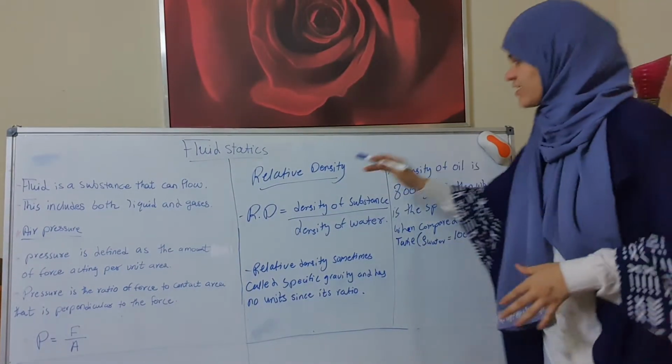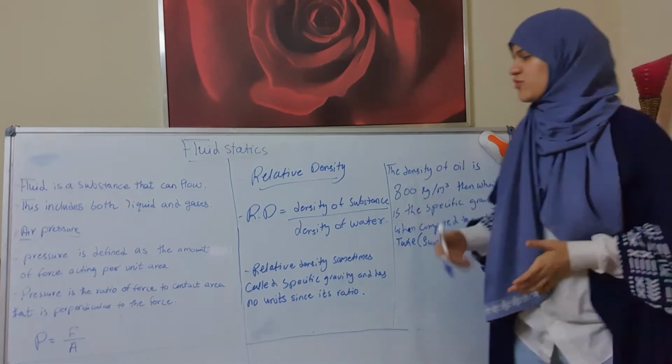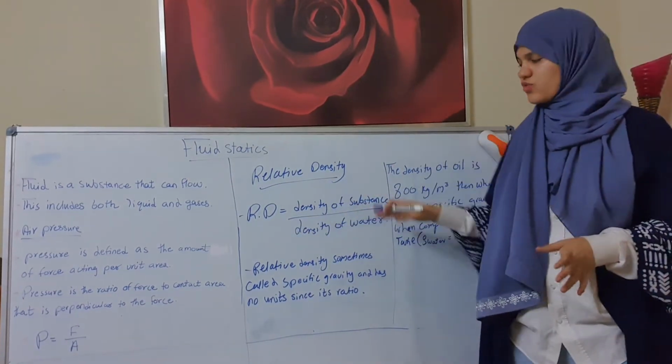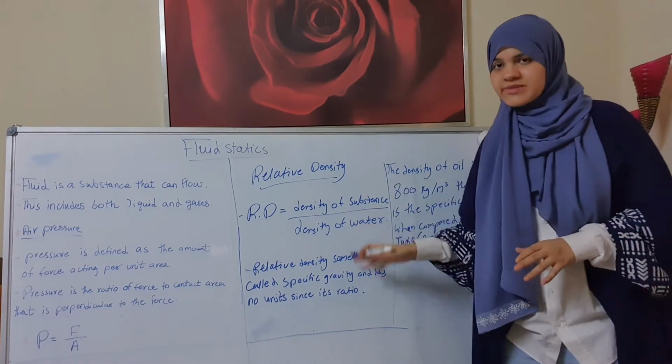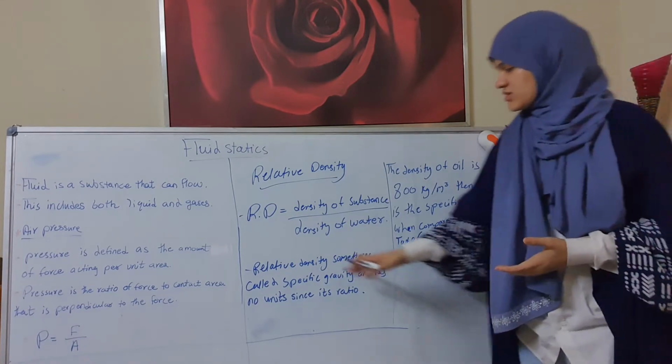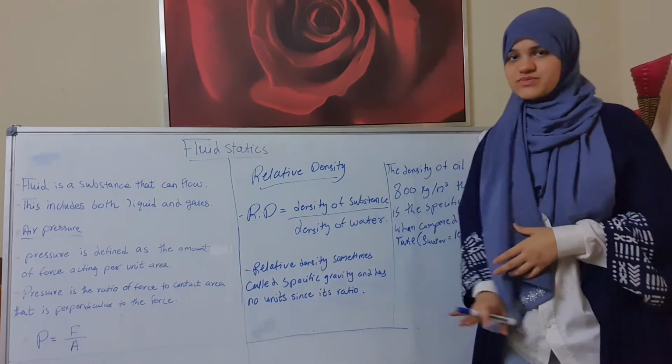Now let's continue with the relative density. As we said before, relative density is equal to the density of the substance over the density of water. Relative density, sometimes called specific gravity, doesn't have a unit since it's a ratio.